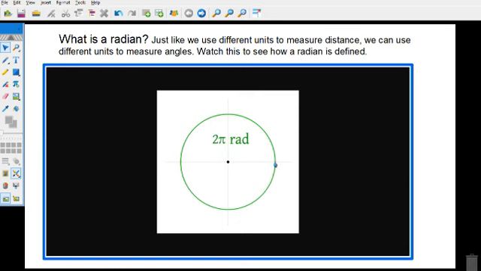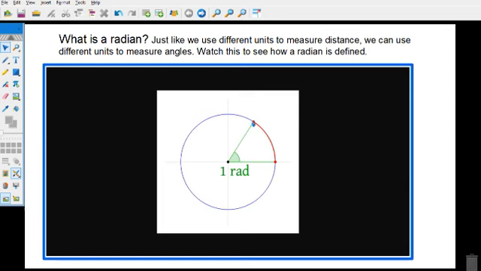So if we watch this again, we can see that the first step is going to be to draw in the radius. Then we say, okay, that's how long our radius is. We draw that circle. And we're going to measure that distance along the outside of this circle. And then if we connect that, that angle right there has a measure of 1 radian.